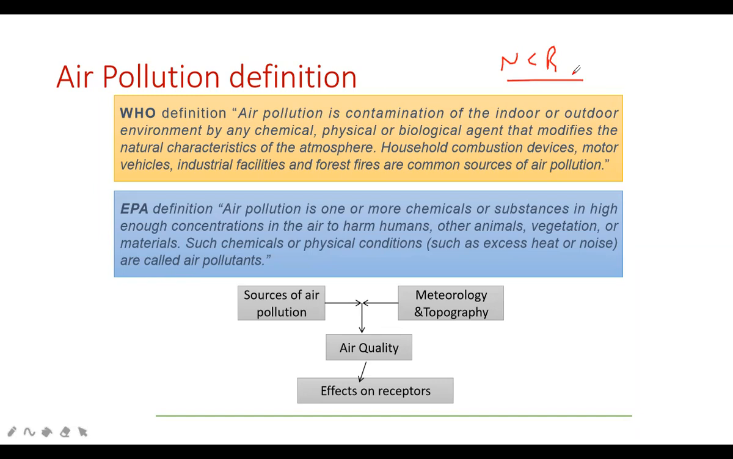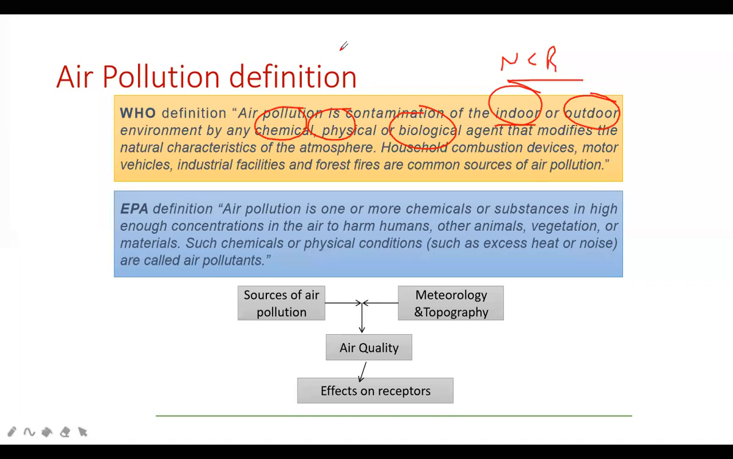As per WHO, the World Health Organization, air pollution is a contamination of both indoor and outdoor environment by any chemical, physical, and biological agent. Chemical means some chemicals, sulfur dioxide, all kinds of stuff, or VOC, volatile organic carbons. Physical, I'm showing you in coming slides, means solid particles. And the biological.